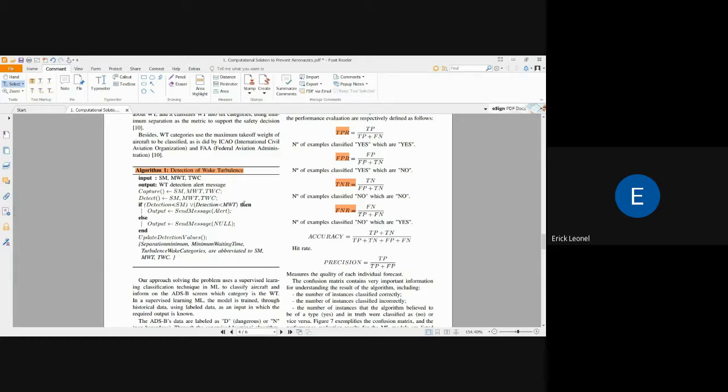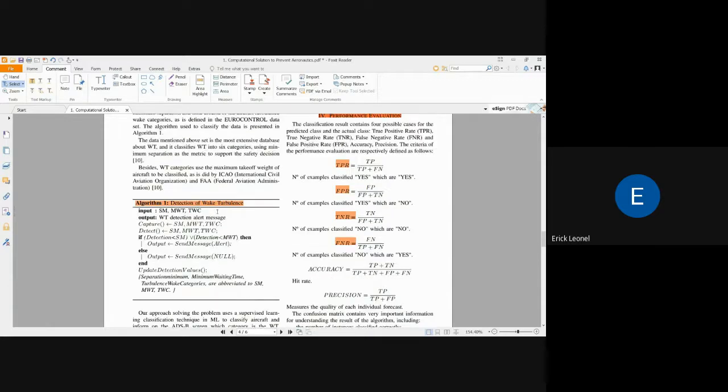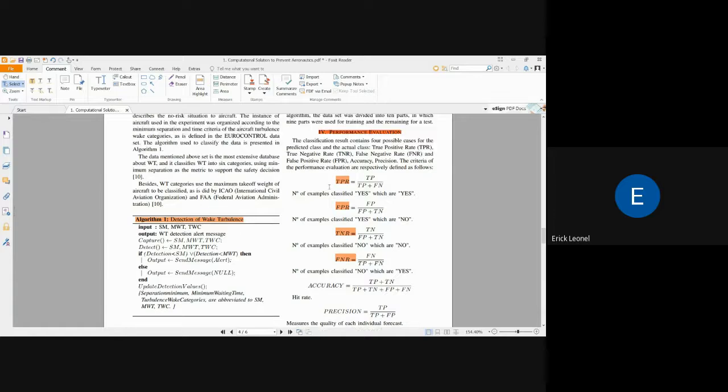At the same time, the model is trained through historical data using labeled data, labeled as dangerous or non-hazardous. So with the supervised learning algorithm, the pilot receives alerts in advance that an aircraft of a severe wake turbulence category is heading toward him, and can anticipate precautions to avoid an accident.